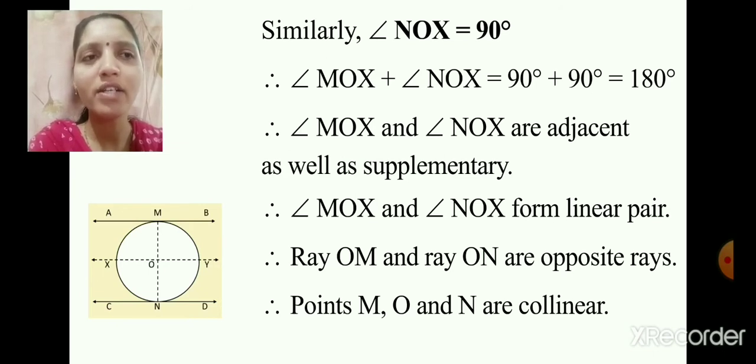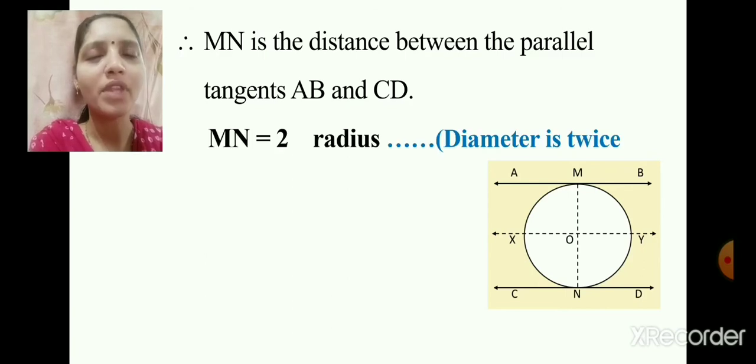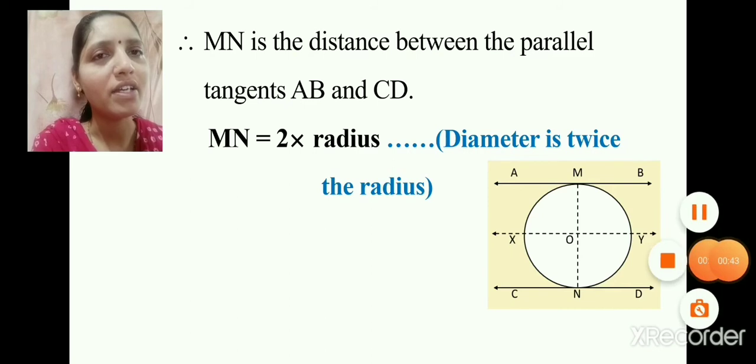So let's find out. Therefore, MN is the distance between the parallel tangents AB and CD. Therefore, MN is equal to 2 into radius. Why 2 into radius? Because MN is a diameter, as we can see here. Therefore, the reason you will write is: diameter is twice the radius.